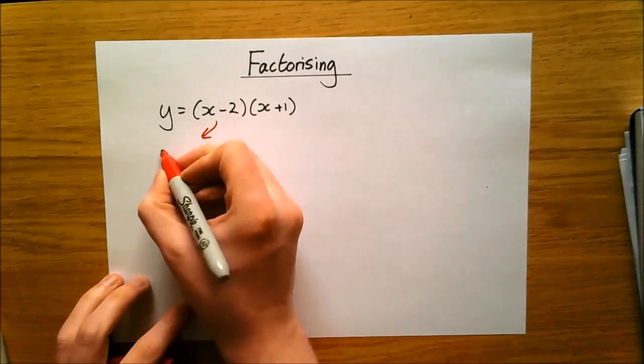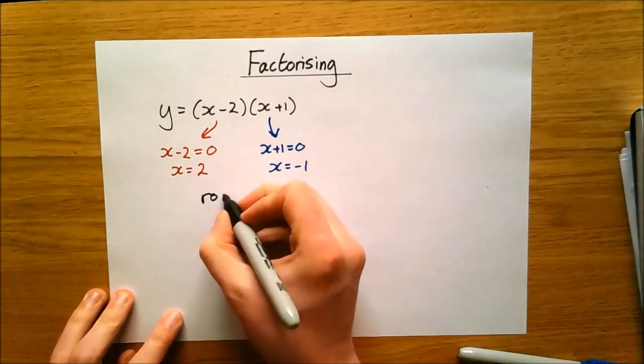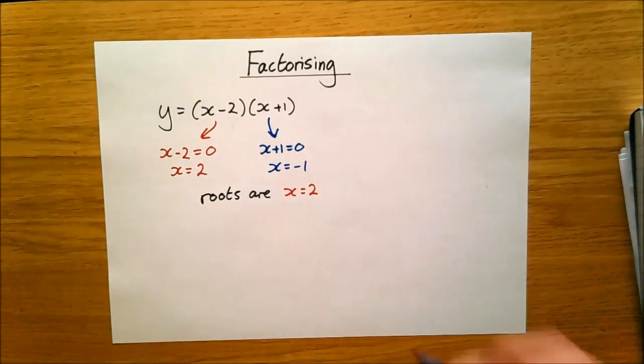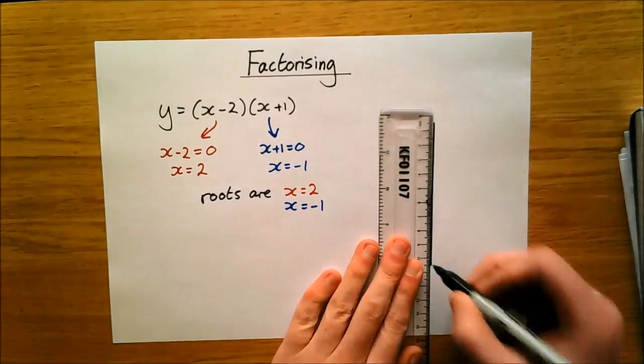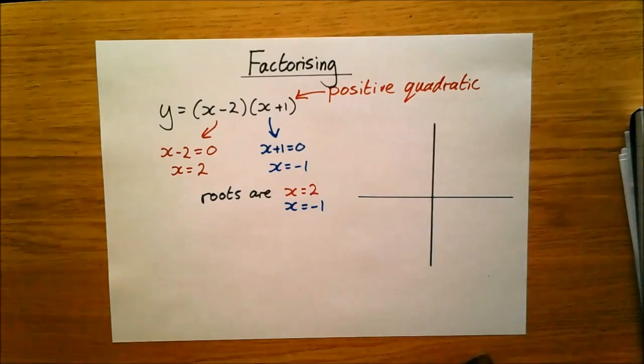Factorizing is just putting it into double brackets. The advantage of this is we can read off the roots. The roots are just where the quadratic graph crosses the x-axis, and knowing these points allows us to sketch a fairly accurate graph.